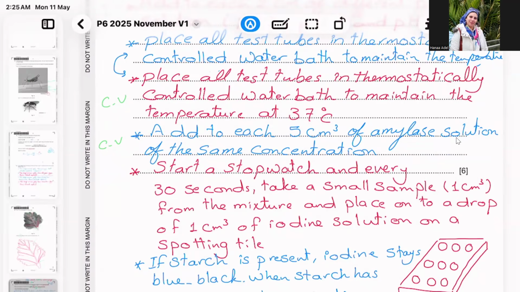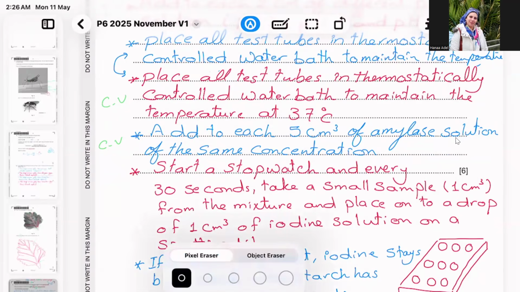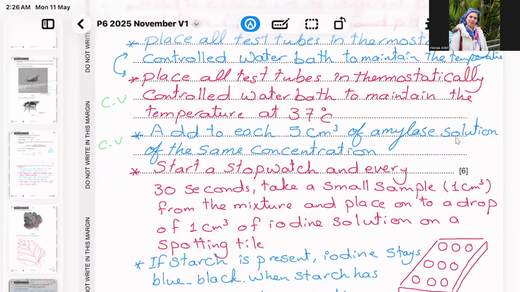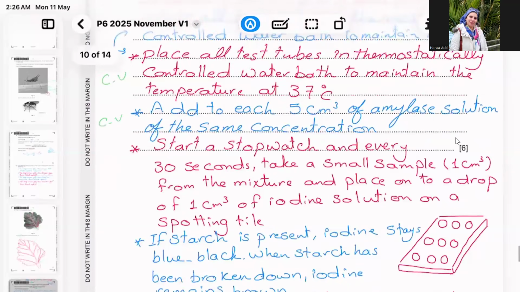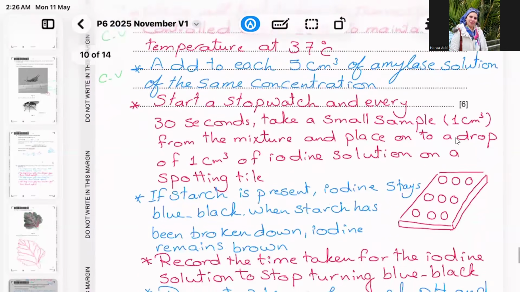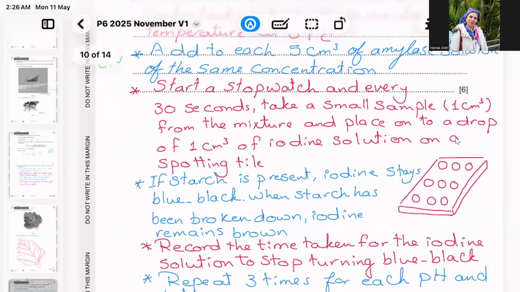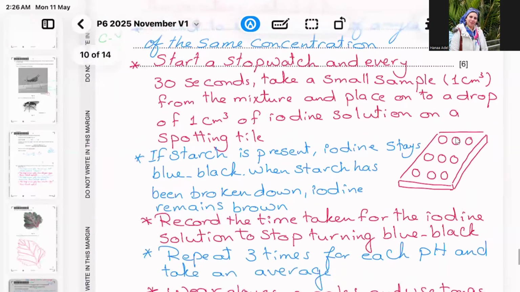So if the starch is present, the iodine stays blue-black. When the starch has been broken down, the iodine remains brown. After that, you have to record the time for the iodine solution to stop turning blue-black. And after that, we have to repeat 3 times for each pH and take an average.